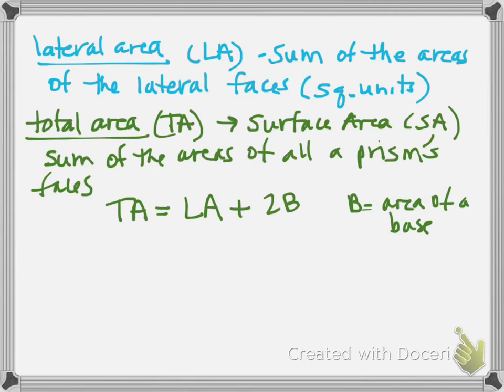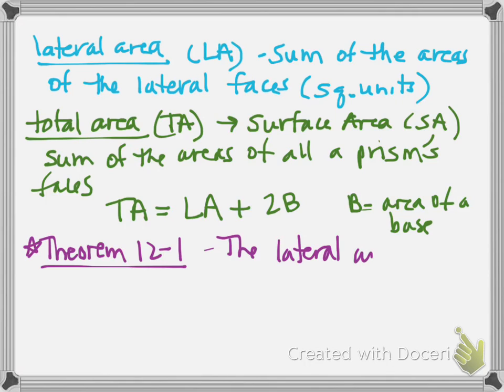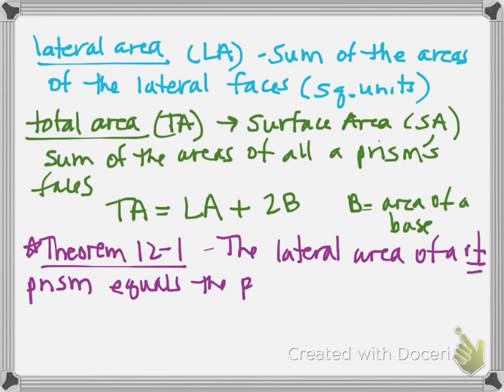So we do have a formula for the surface area, and that's our theorem 12.1. And it says the lateral area of a right prism equals the perimeter of the base times the height of the prism.